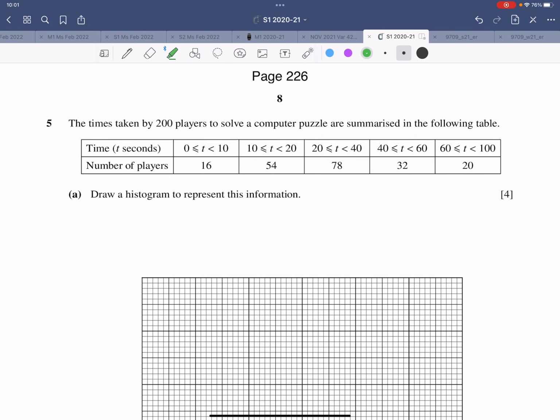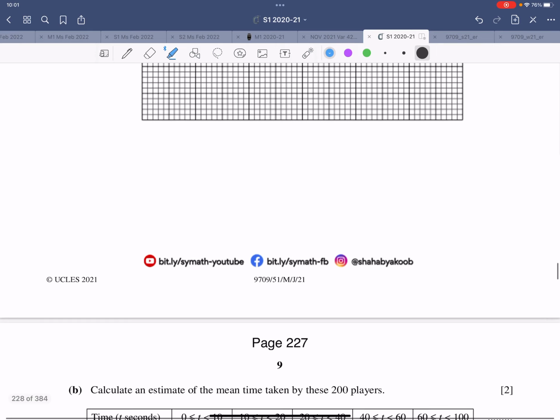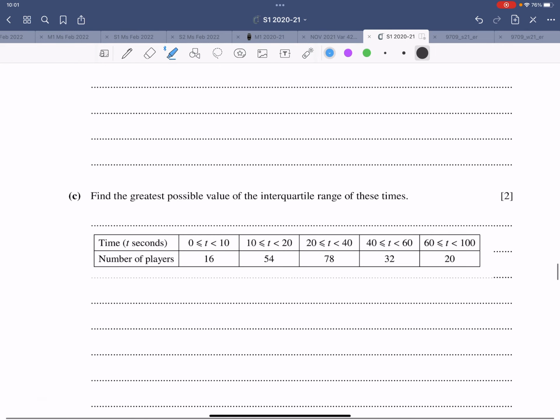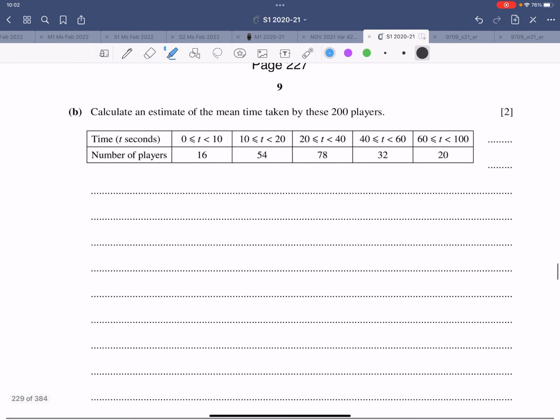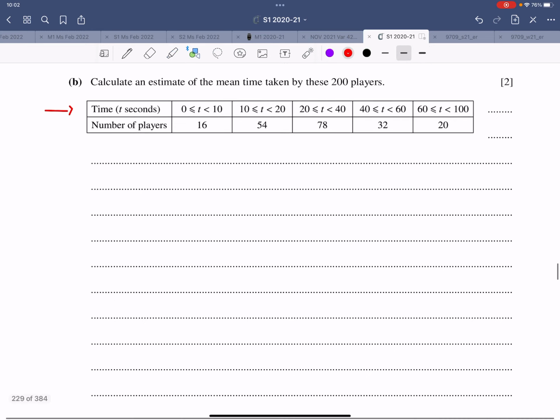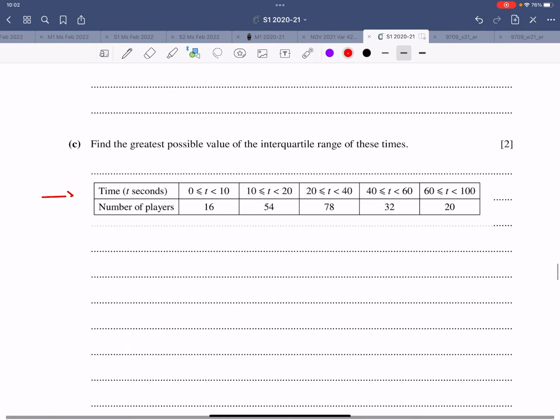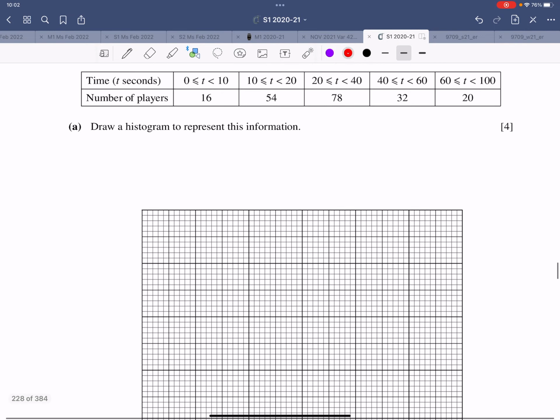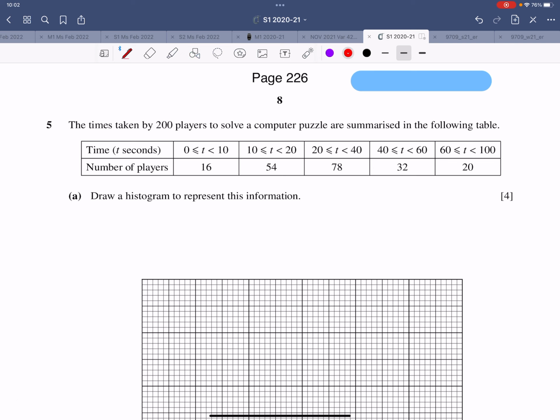This thing is about frequency distribution, histogram, mean, and something to do with the interquartile range. Now this thing over here that you see, I have pasted it myself. It was not written in the original question, so I just have pasted it. So now the first thing is that this is frequency distribution, and it's about mean, and they did not ask standard deviation, it is about histogram, and it's about something to do with the greatest least value of interquartile range.